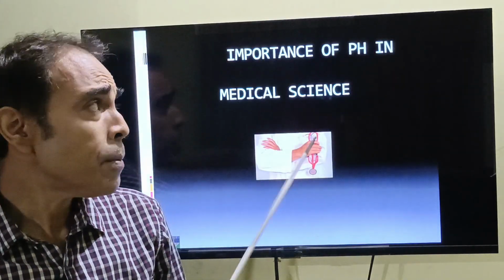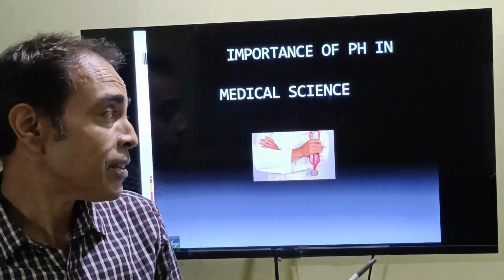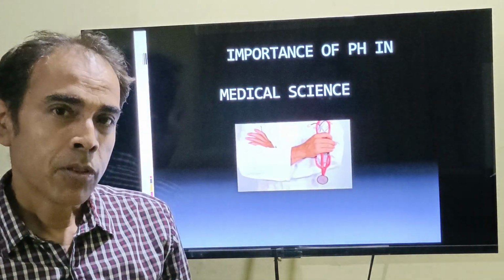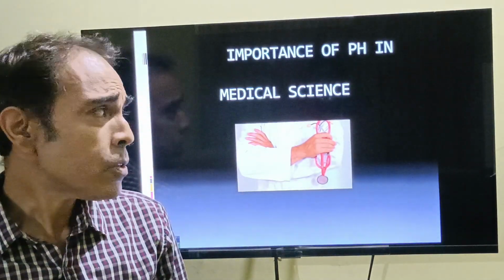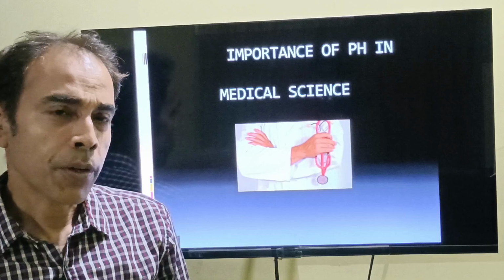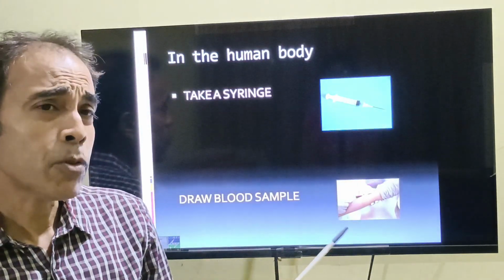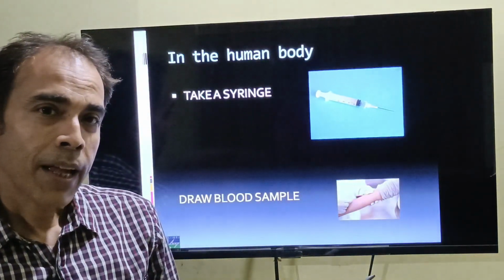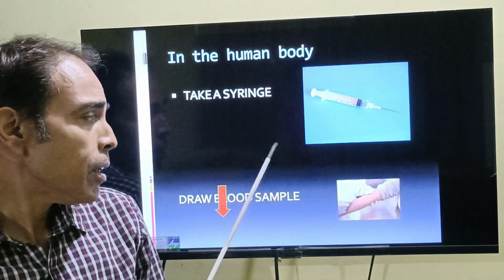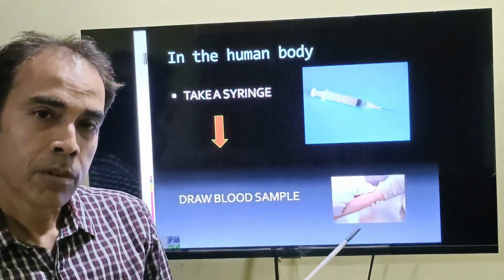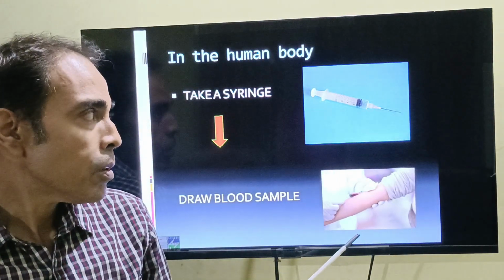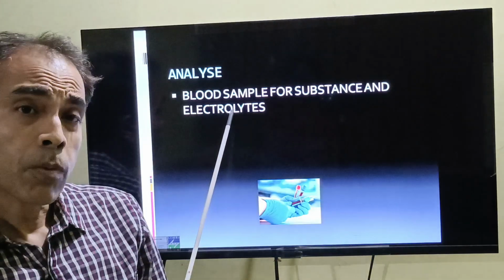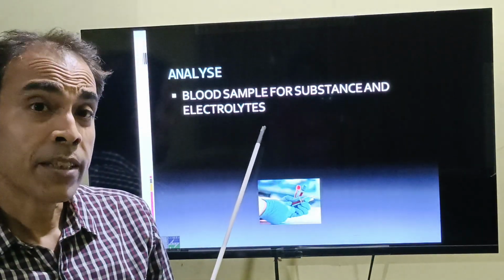Now today's talk is what is the importance of pH in medical science. So let's get into these concepts right now. For this, I'm going to take a scenario. For example, in the human body, suppose we take a syringe and we draw a blood sample in this way. And we then analyze this blood sample for the substances and electrolytes.